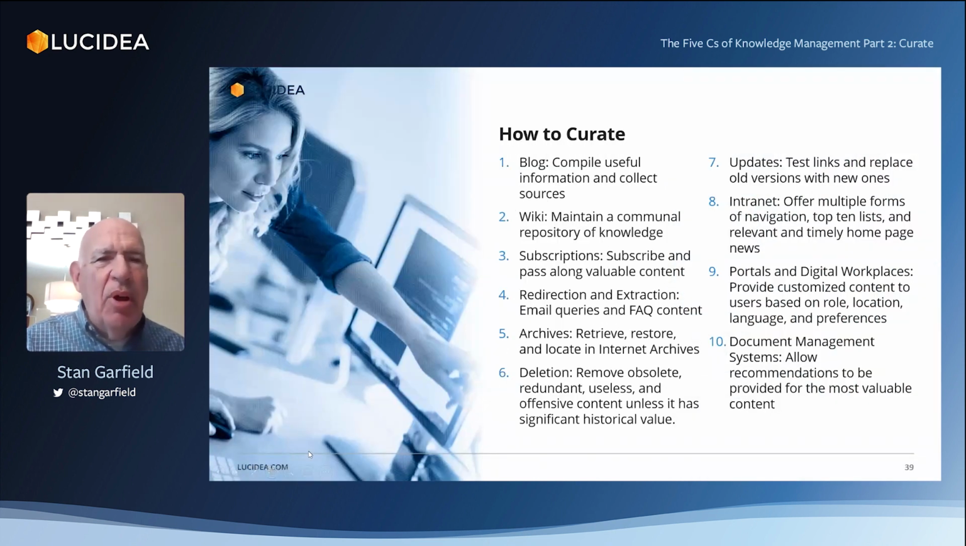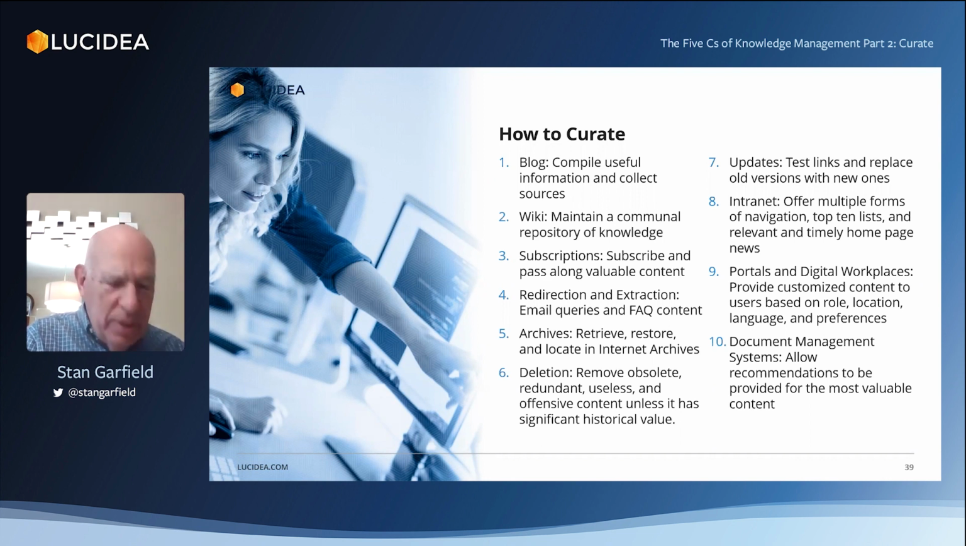How can you curate? You can curate using a blog. In a blog, you can compile useful information and collect sources. You can use a wiki where you have a communal base of knowledge and you ask other people to help with curation. You might get it started, but other people may come and add and update it. Subscriptions, where people can subscribe to and pass along valuable content, is a way of curation. So I mentioned the key contact list at Digital, I curated it every month. I offered that up as a subscription. People could subscribe to it. There were over 30,000 people who subscribed to receive an updated version of it every month.